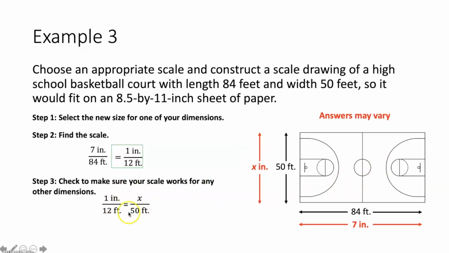So all we have to do to solve this proportion is cross multiply and then set those two products equal to one another, and then we can solve for X. So we divide both sides by 12. We get X is approximately equal to 4 17/100ths of an inch.